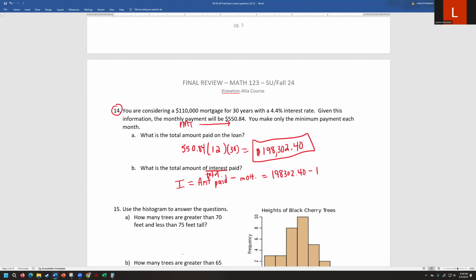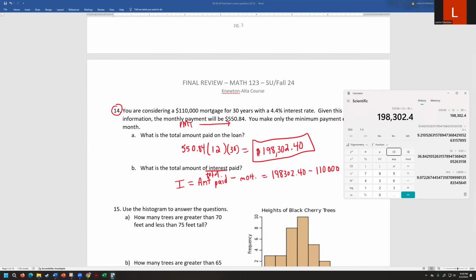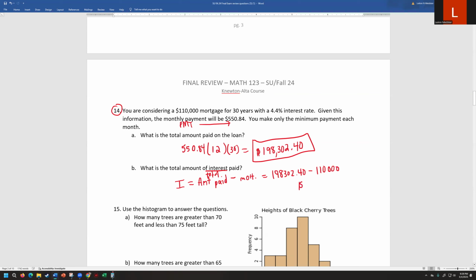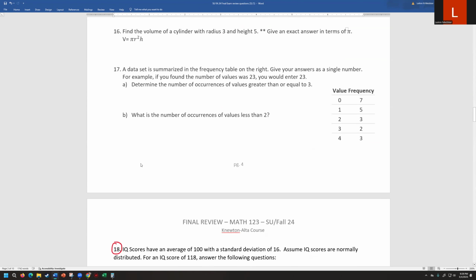So that's going to be 198,302.40 minus the 110,000. And so I'll take my calculator and subtract that off. That's going to be $88,302.40. So we almost paid for the house twice if you think about it like that. So over that 30-year time, yes, we bought that $110,000 house, but we paid $88,000 in interest. So you almost paid for the house twice. Okay.